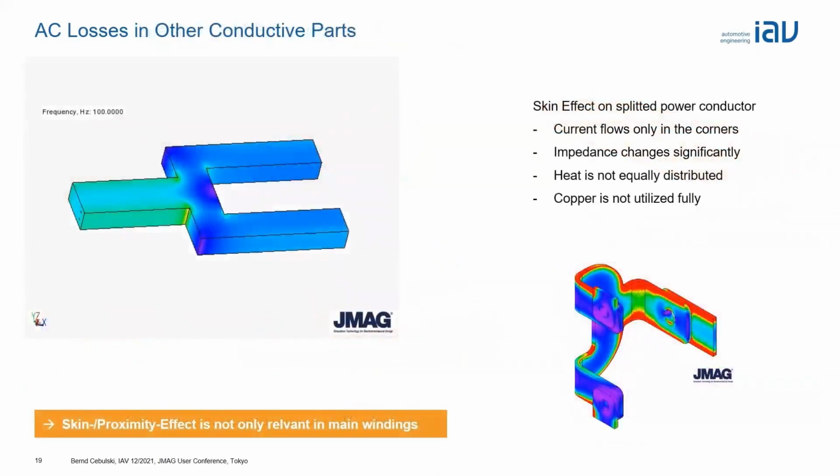AC losses are not only existing on stator winding, it's also existing on other conductive parts in the system. For instance, the copper bars inside of the inverter or the interconnection bars between the different winding parts. So as you see on the left higher animation here, the current is not flowing in the entire cross-section anymore, it's flowing only in the edges. And so you could imagine that this is quite bad for the heating of this kind of copper bar.